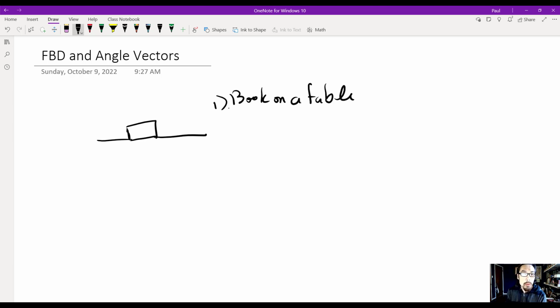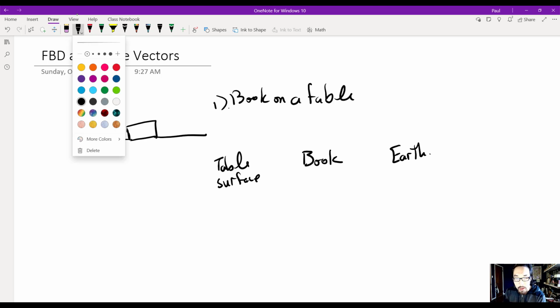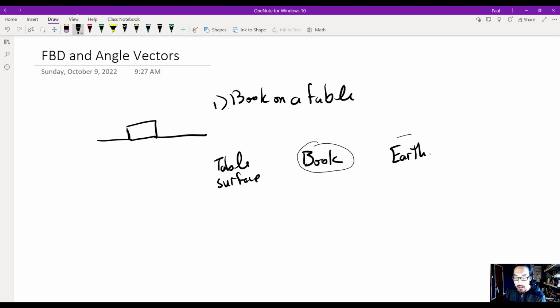If I were to do a book on the table and an interaction diagram, I can say we have a book, and that book is interacting with the earth, because we have the force of gravity, and there's the table slash surface. These interaction diagrams are very helpful when you come up with your free body diagrams because they tell you all the forces necessary. The book and the table interact with each other, so I'm going to draw two arrowheads like this, and the table and the surface interact with each other, so we draw two arrows like this.